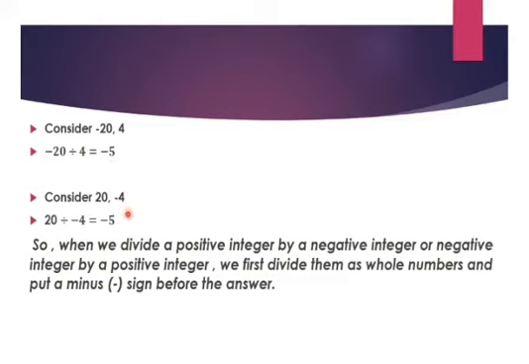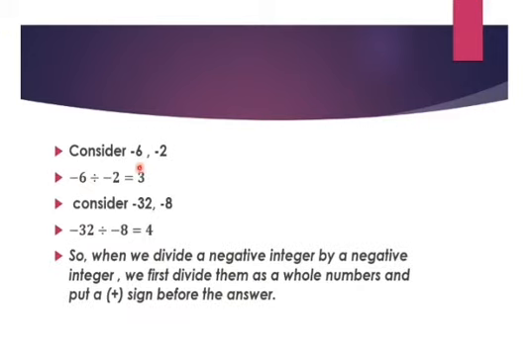Isn't it? When we divide a positive integer by a negative integer or a negative integer by a positive integer, in both cases, if minus 20 divided by 4 or 20 divided by minus 4, we first divide them as whole numbers. 20 by 4, the answer is 5. And in the next case 20 by 4, the answer is 5. And put a minus sign before the answer. Then we get the answer as minus 5. Isn't it?